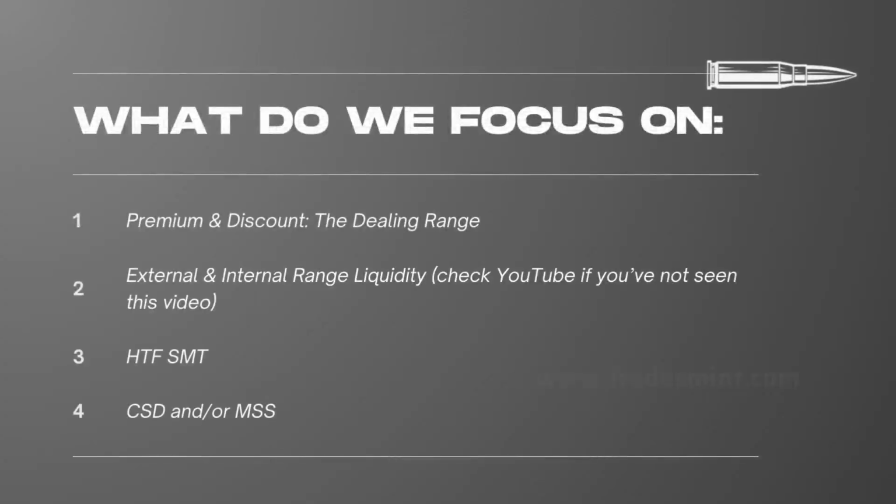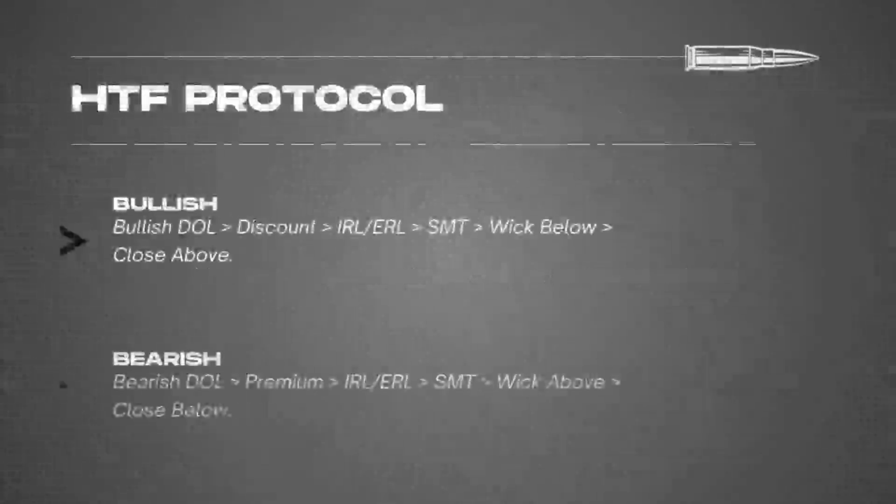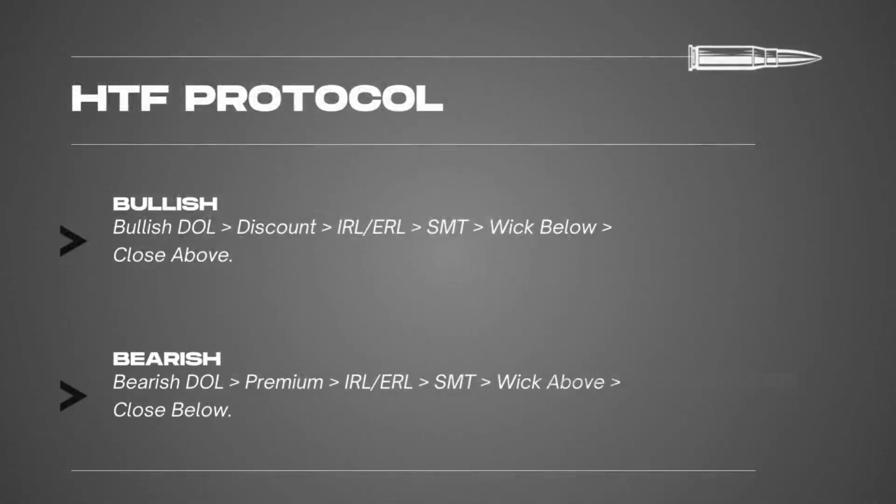Now, what are we going to be focusing on? We're going to focus on 4 topics here. We're going to be talking about premium and discount, which is the dealing range you're working with. Then we're going to be talking about external and internal range liquidity. And you can check YouTube if you have not seen the video. It's on the MMXM Traders YouTube. Then thirdly, we'll be talking about higher time frame SMT. And fourth, we're going to be talking about the change in the state of delivery and or a market structure shift. So this is our higher time frame protocol, right?